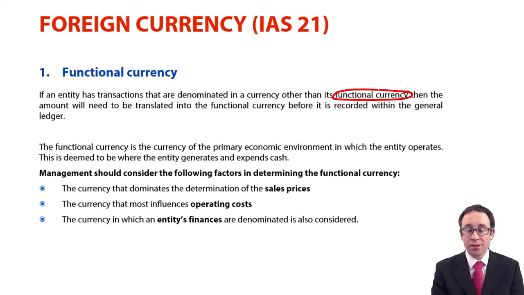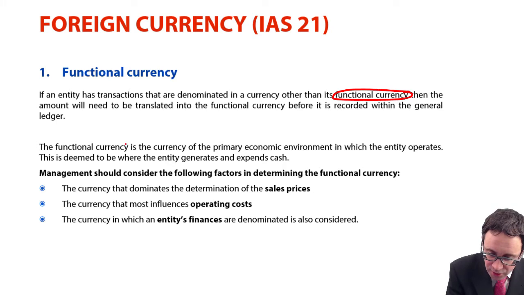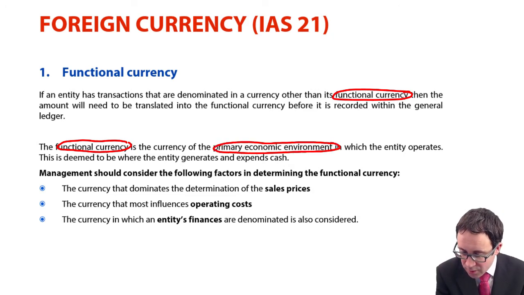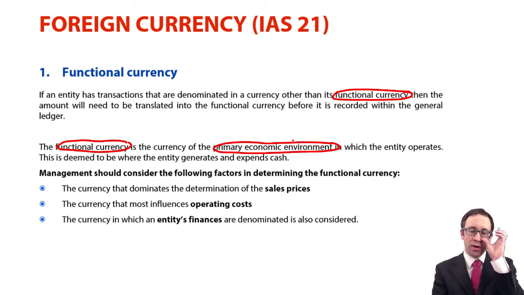Okay, so in terms of the definition, we need to be able to make sure that we can identify what the functional currency is first. So if you like, the non-computational side of IAS 21. Well, the definition of the functional currency is the currency of the primary economic environment in which you operate.